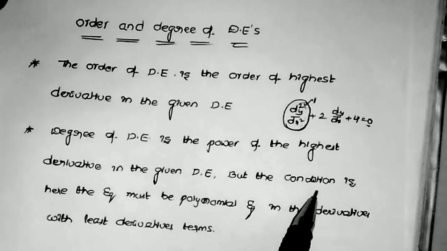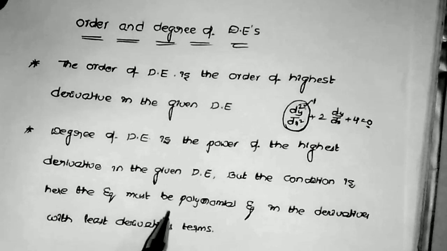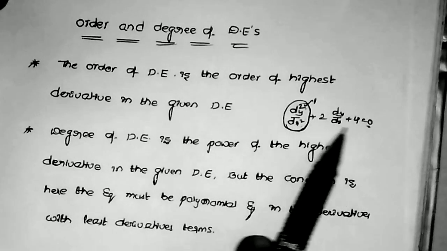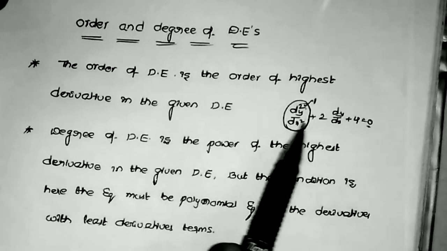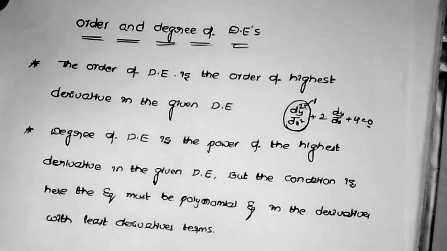But here we have one condition to tell about the degree. What is that condition? The equation must be a polynomial equation in the derivatives. Like that, the equation must be in this form, the polynomial form in the derivative terms. Then only we can tell the degree of the differential equation.